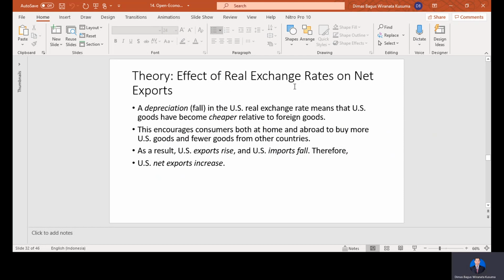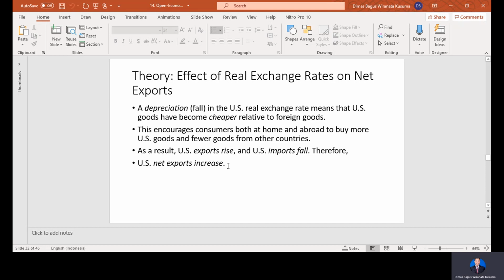Next, the effect of the real exchange rate on net exports. Depreciation in the US real exchange rate means that US goods have become cheaper relative to foreign goods. This encourages consumers both at home and abroad to buy more US goods and fewer goods from other countries. As a result, US exports rise and US imports fall, therefore US net exports increase.